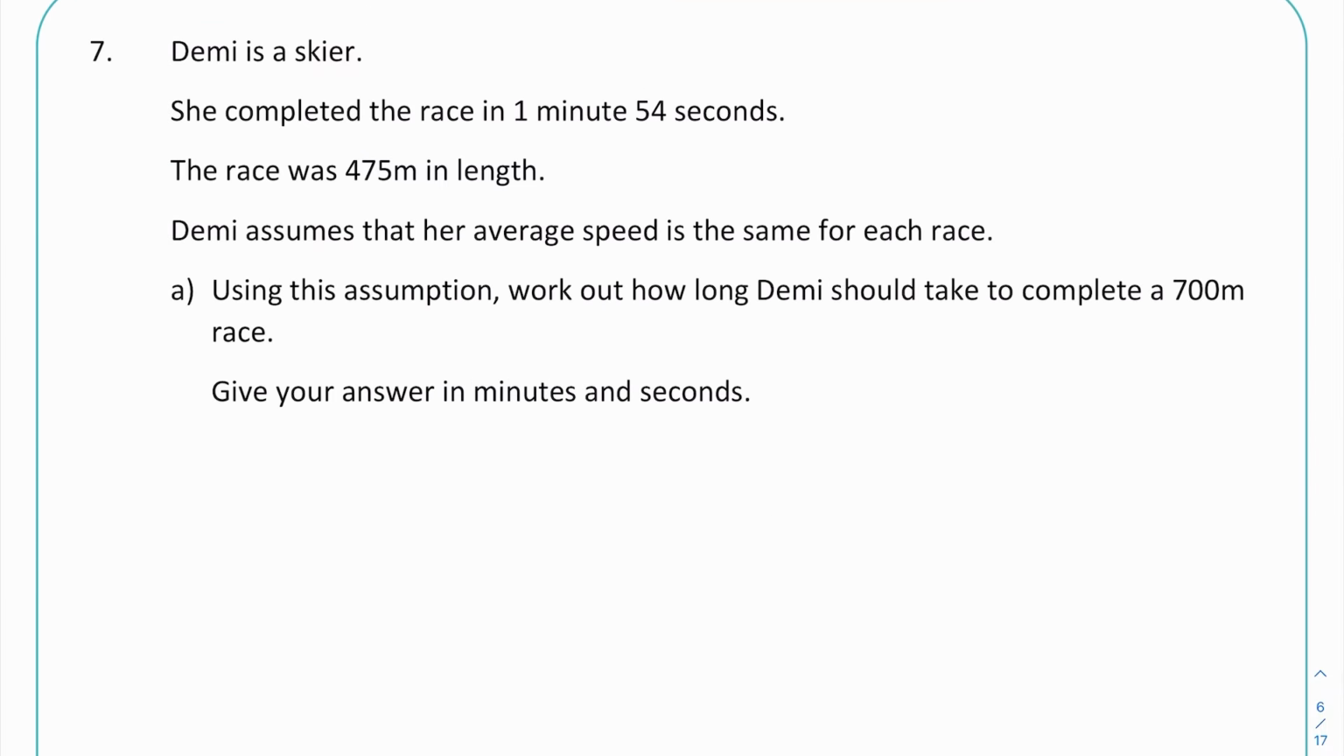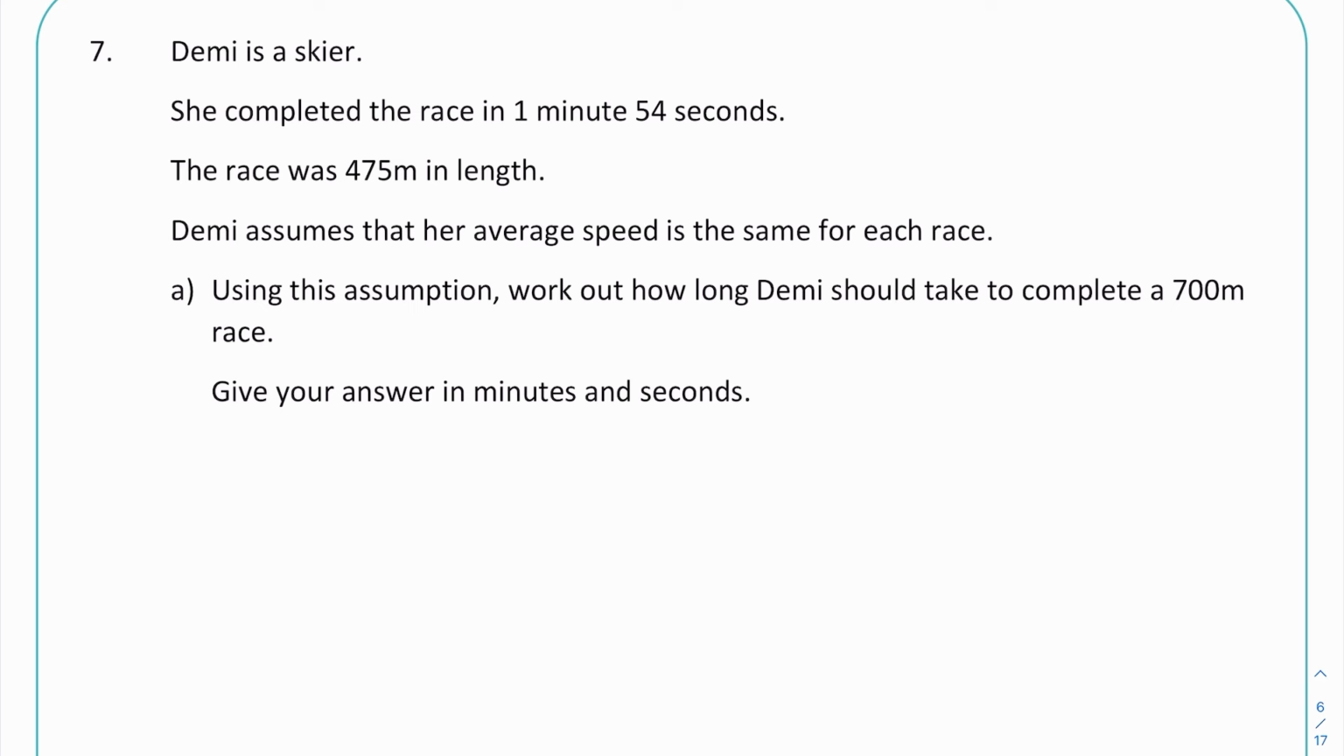So Demi is a skier. She completed the race in 1 minute 54 seconds. The race was 475 metres in length. Demi assumes that her average speed is the same for each race. Using this assumption, work out how long Demi should take to complete a 700 metre race. And give your answer in minutes and seconds.